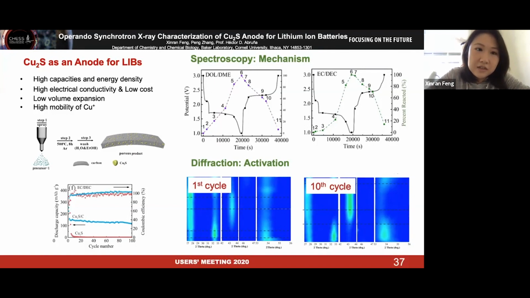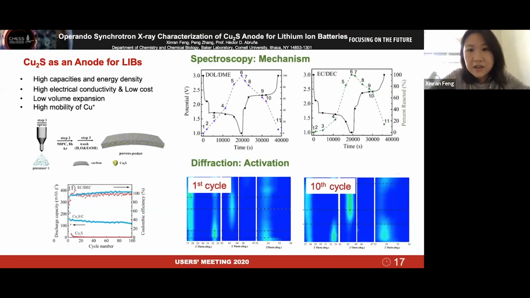But one problem hindering commercialization is that it does not work well with carbonate-based electrolyte and commercialized lithium cobalt oxide cathode material. Therefore, our group has developed a method to synthesize carbon wrapped copper sulfide, which successfully prevents the side reaction between copper sulfide and carbonate-based electrolyte.